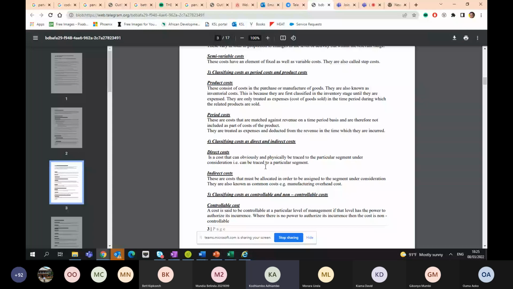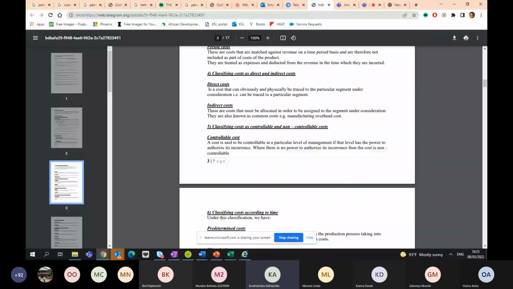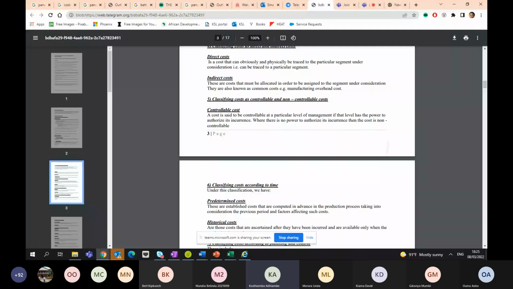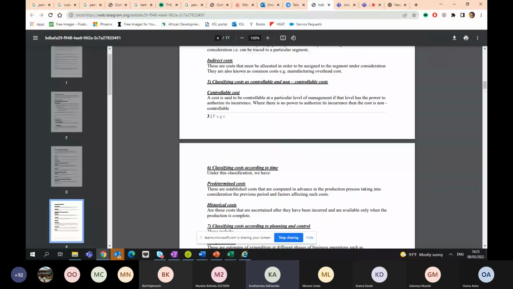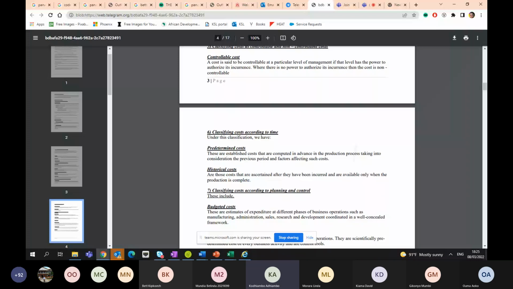Then direct and indirect costs, we've talked about these a bit. Then controllable and uncontrollable costs. These are costs that you have control over and can predict. An example would be that you don't have control over paying stamp duty, but you have control over how much salary you pay your employees. So you might also want to classify your costs like that.